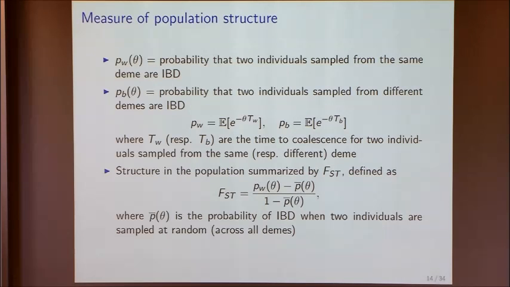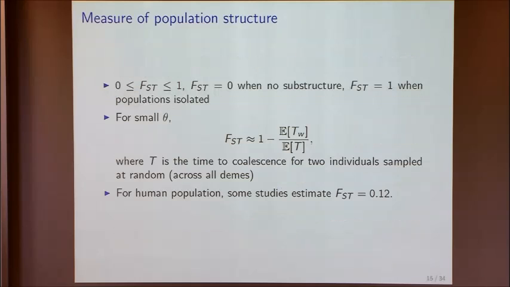And now the way you summarize the structure in the population is by this quantity FST, which measures the difference between the probability of identity by descent within the same deme, minus the average probability of identity by descent, where this average means that you're sampling 2 individuals at random across all demes. So you're taking into account the deme sizes when you're doing the sampling. And you normalize it by this quantity. The normalization ensures that this FST is going to be between 0 and 1.